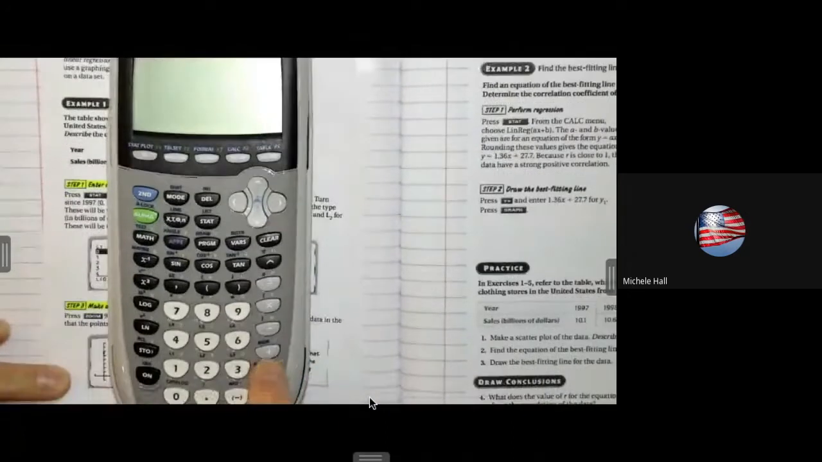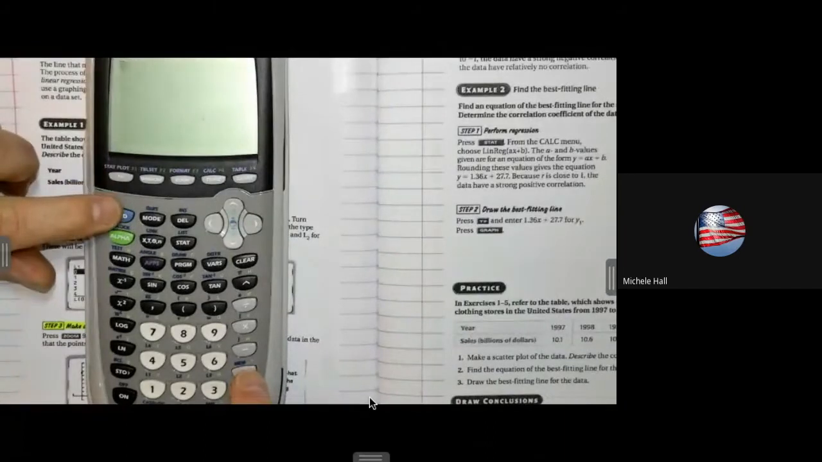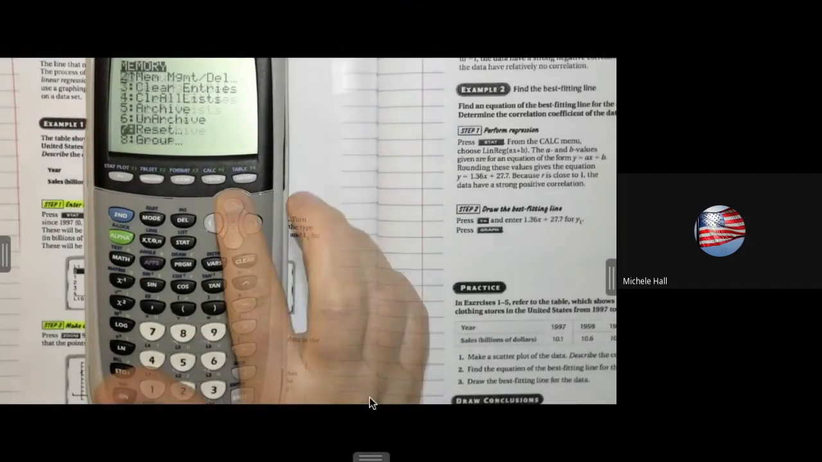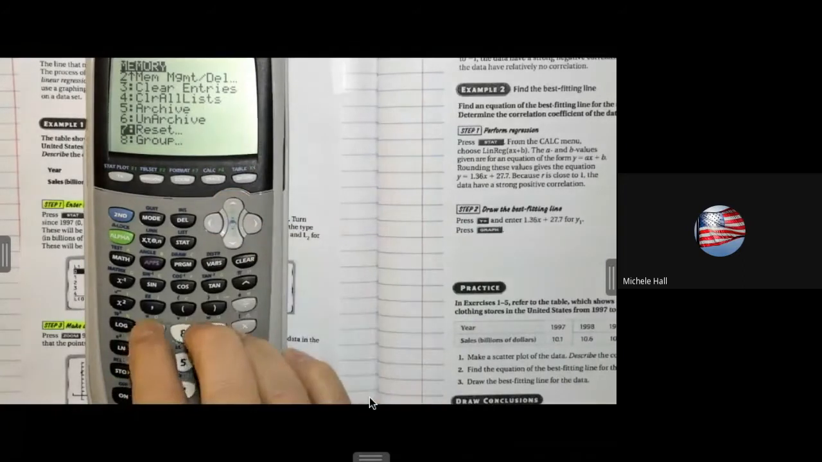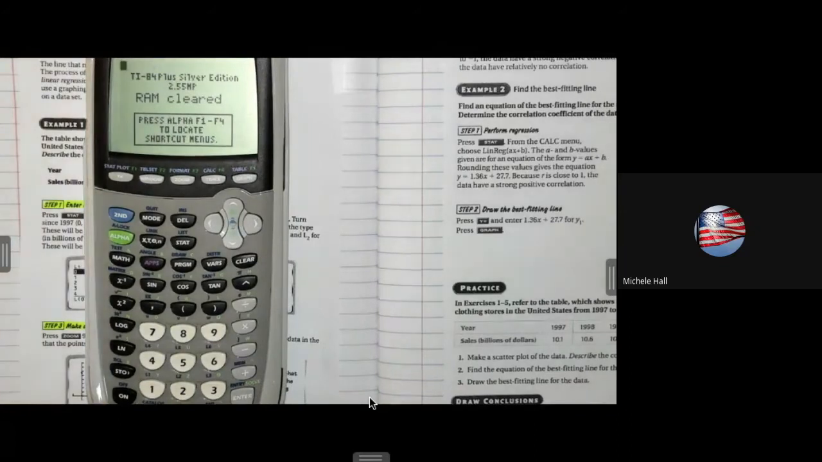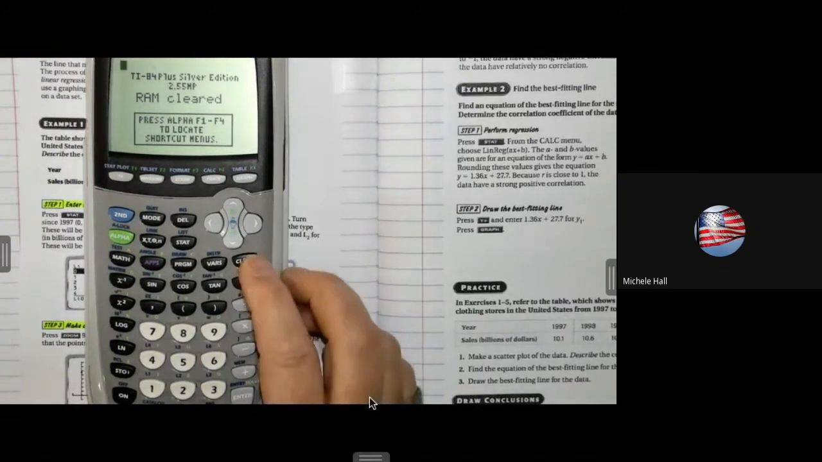Okay. If you look above the plus sign, you're going to see that it says MEM for memory. So you do Second, because it's in blue, Second and the plus sign. Memory, we want to do number 7. We want to reset our calculators. 7. All RAM, number 1, enter. And then number 2, Reset. All right, so it's been reset back to the original configuration.